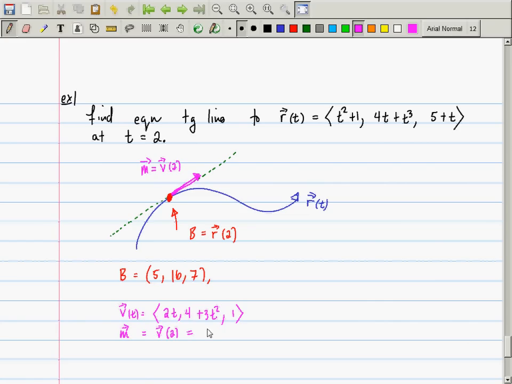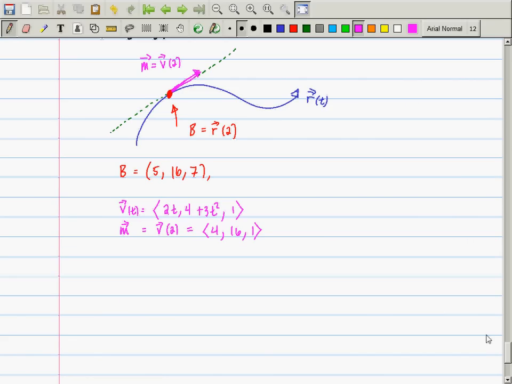will be what in the first coordinate? 4, and in the second coordinate, 16, and then the third coordinate, 1. Okay. Let me know if I make a mistake. I'm not so excellent at arithmetic.